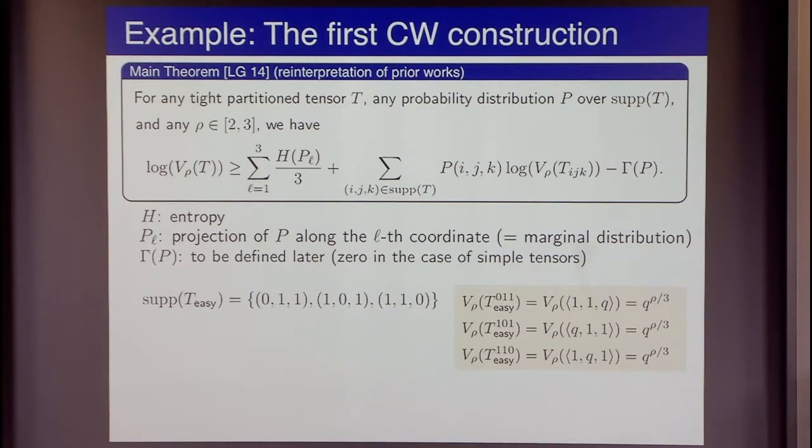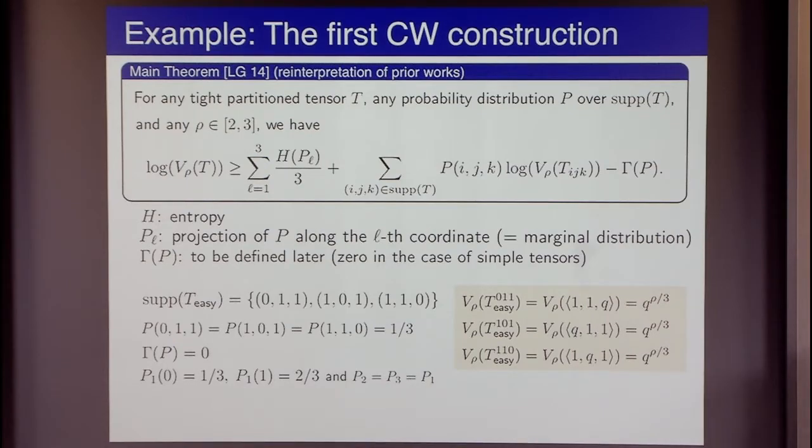So for example, here, the support is this again. And the probability distribution, you can take the symmetric one, so 1/3 for each of the three terms. I didn't define what this penalty term is, but for this case it will be 0. You can compute the marginal distribution, so P1,0 is 1/3, P1,1 is the sum of these two things, so 2/3, and the same for the two other marginal distributions. And this gives you this bound.